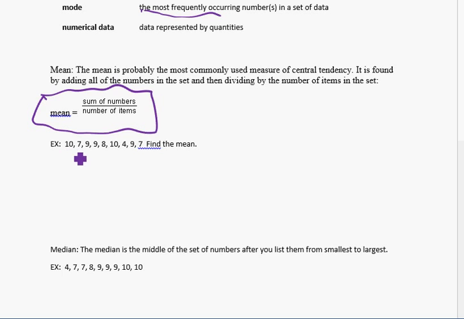So let's just do that with this practice set. So first we have to add all of these together. And I'm just going to do it in my head. 10 plus 7 is 17. Plus 9 is 26. Plus another 9 is 35. Plus 8 is 43. Plus 10 is 53, plus 4 is 57, plus 9 is 66, plus 7 is 73. So when I added those up, I got 73.